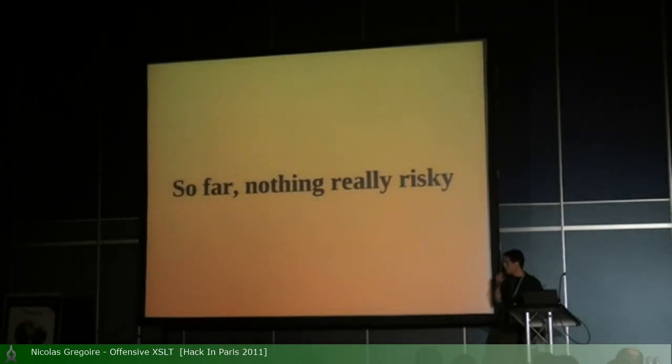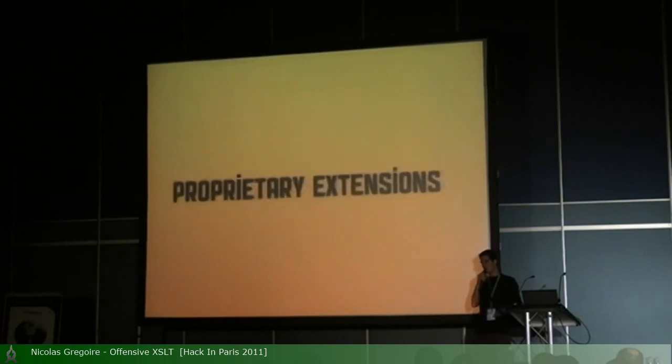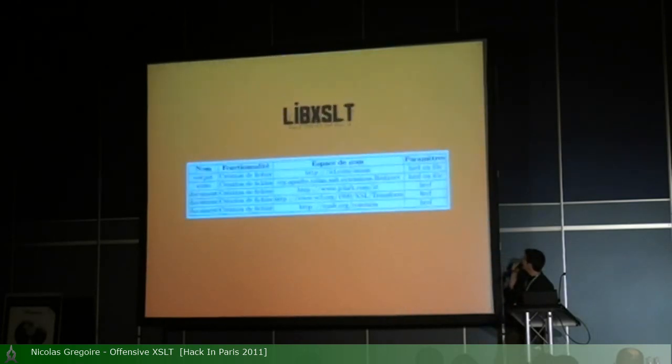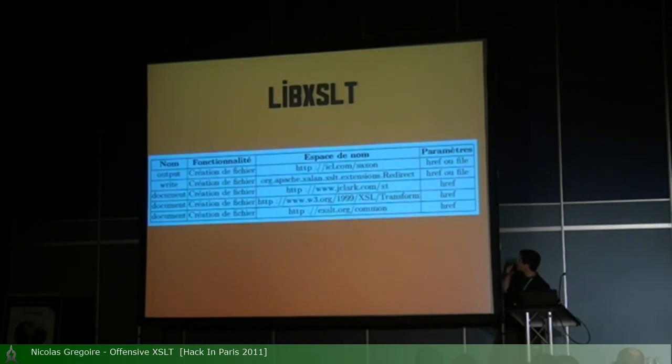Okay, so far we have nothing very important. So we need to look at proprietary extensions. And here there is some interesting thing. Like for libXSLT, you can create files. Oops, there is some French. So you have several namespaces and several method names with different parameters, and each one can create a file. So if you want to detect or block with an IPS, for example, you will have some difficulties to detect every variant.